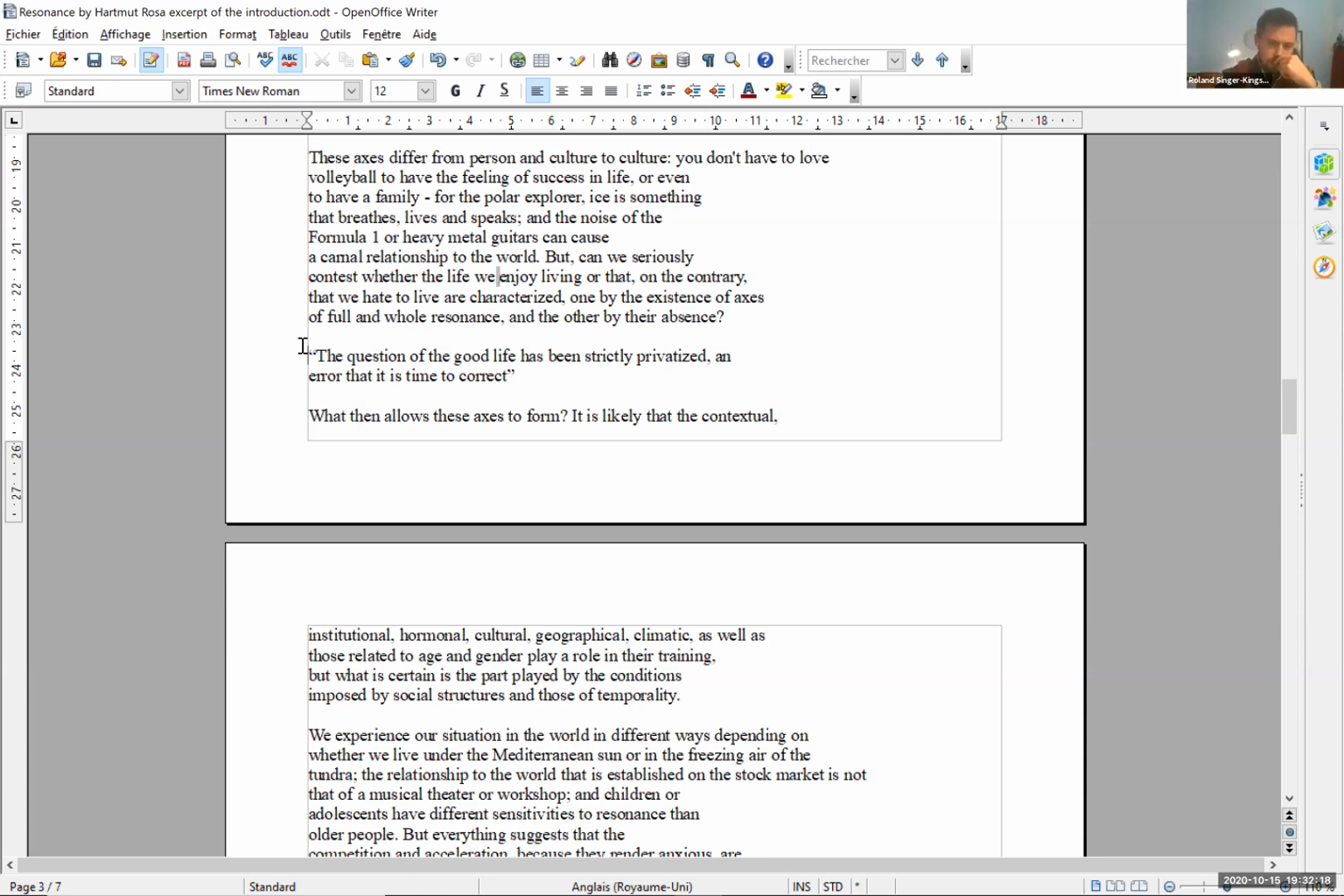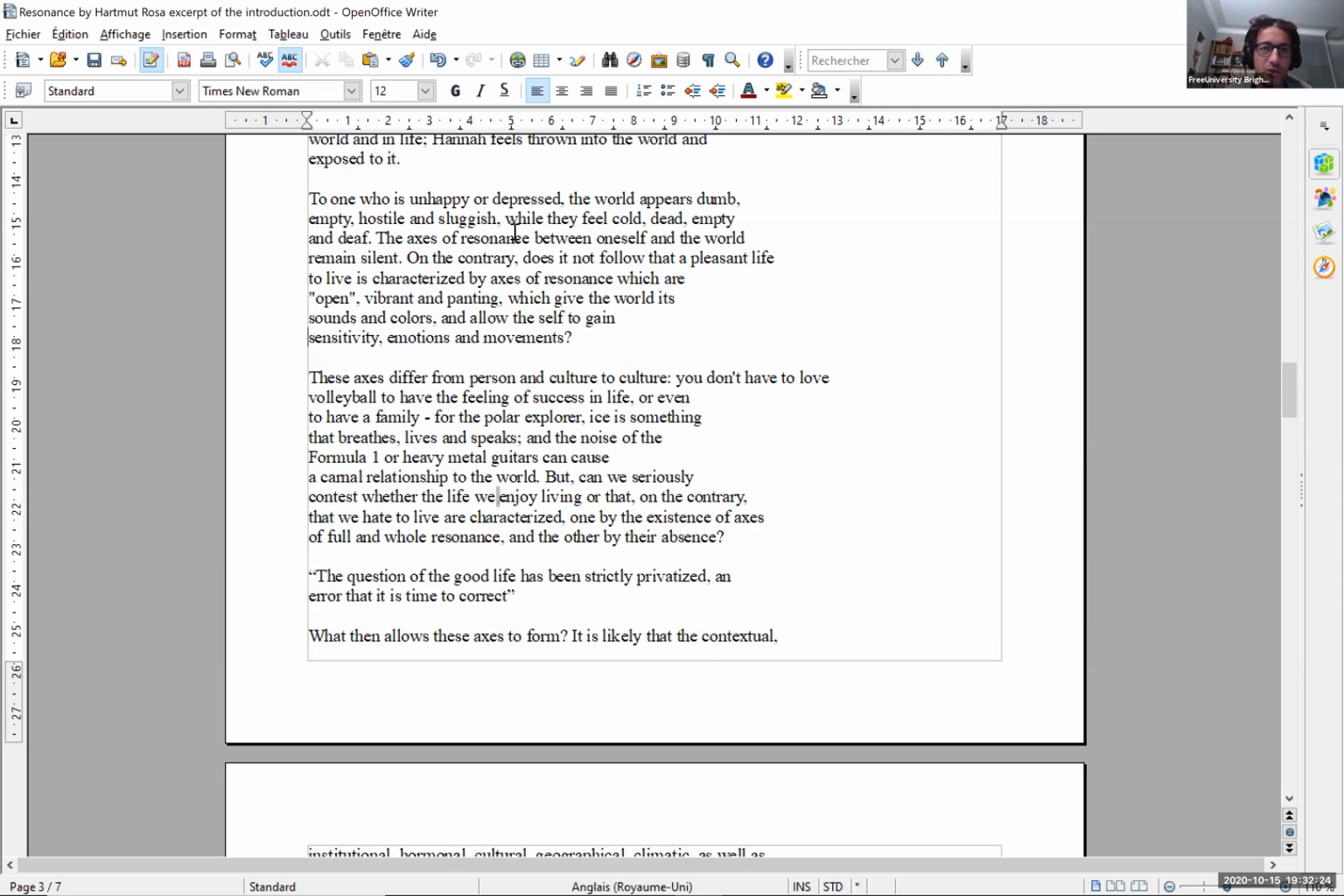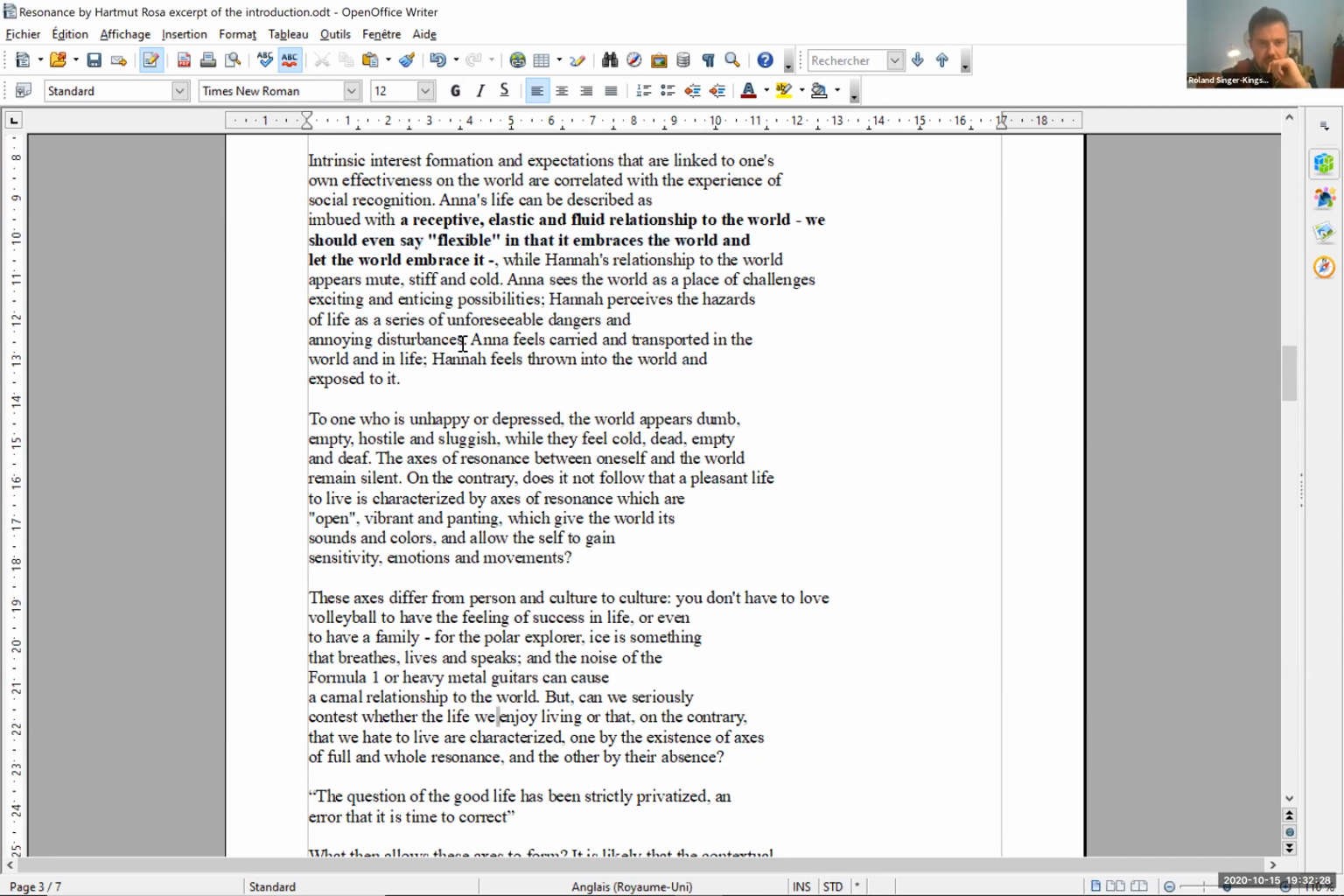Should we just highlight a few of the things? Yeah, of course, good point. I feel like we missed a couple of things there. Thank you very much, especially in this paragraph, maybe. Go up a bit. Yeah, that thing about the receptive, elastic, and fluid relationship to the world. Yeah. I thought that captured something that was said earlier about the vibrancy of the relationship.